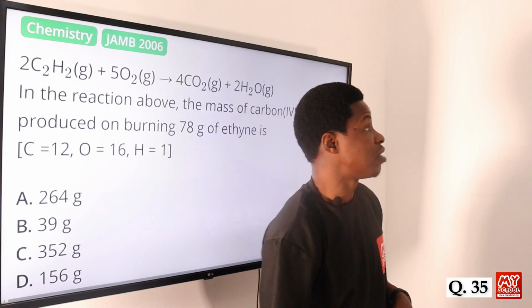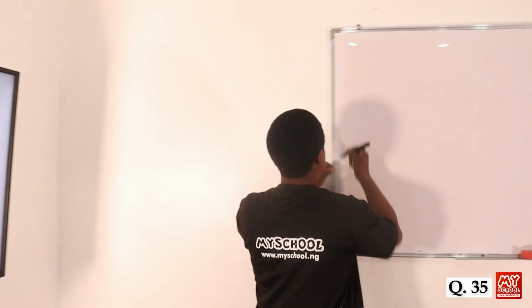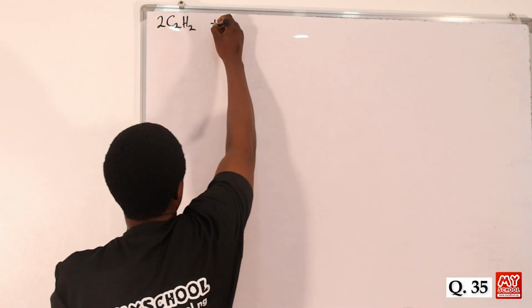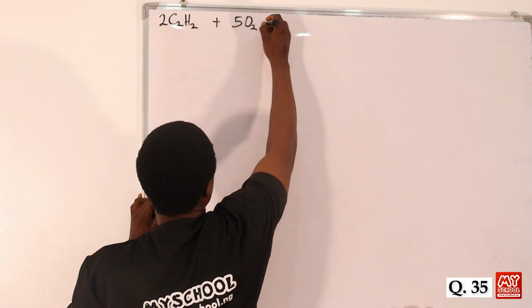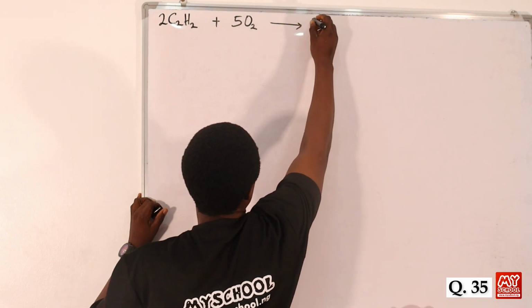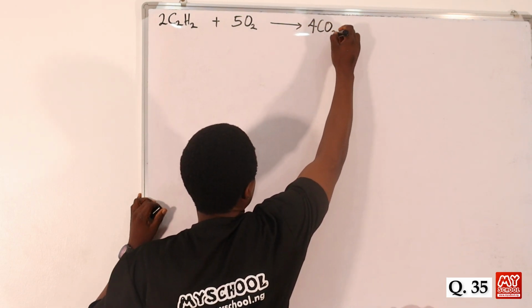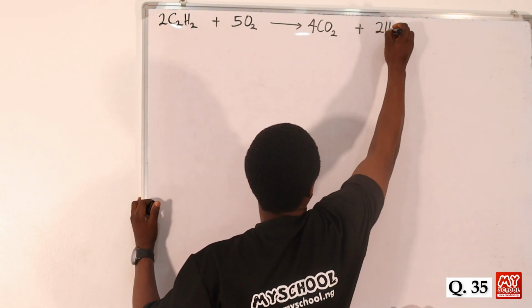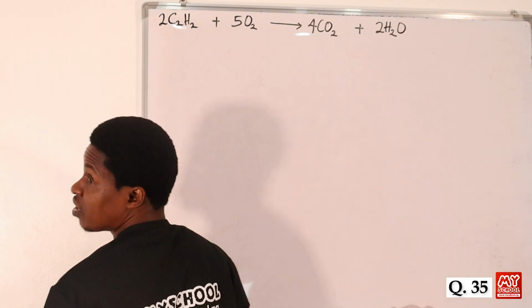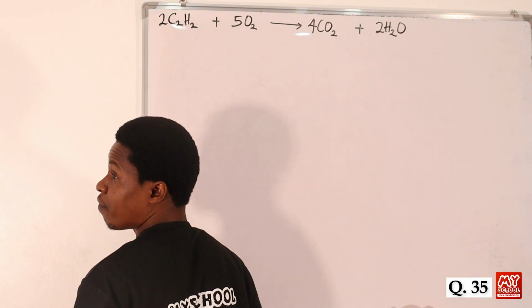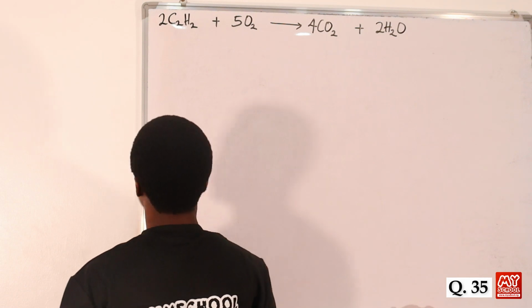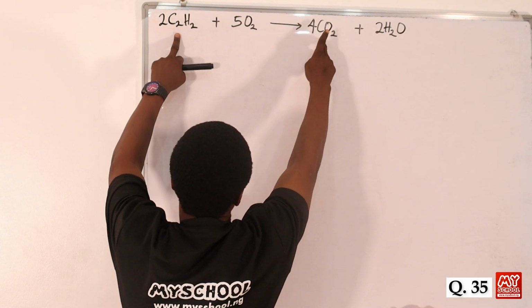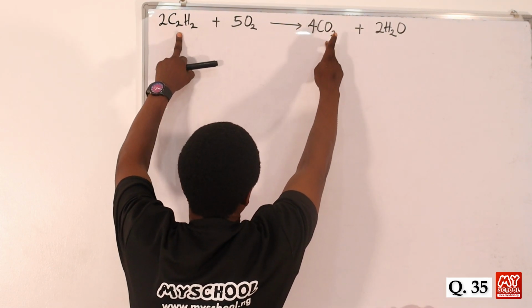So let's move on to the board. From that reaction, I will write C2H2 reacting with 5 moles of oxygen to give us 4 moles of CO2, carbon 4 oxide, and then we have water, of course, 2H2O. So the question says, in the reaction above, the mass of carbon 4 oxide produced on burning 78 grams of what? Ethane.